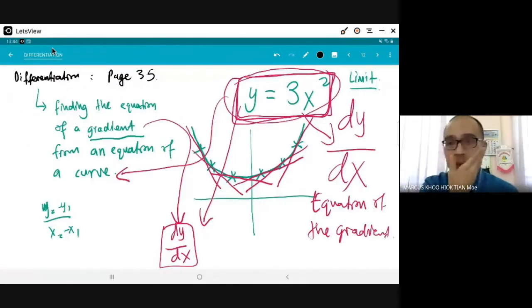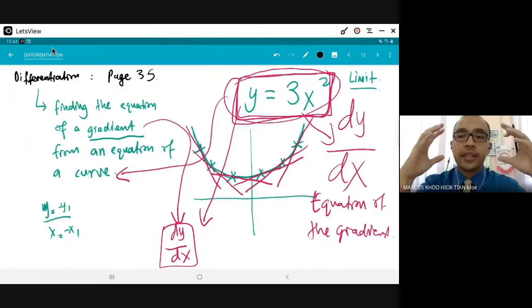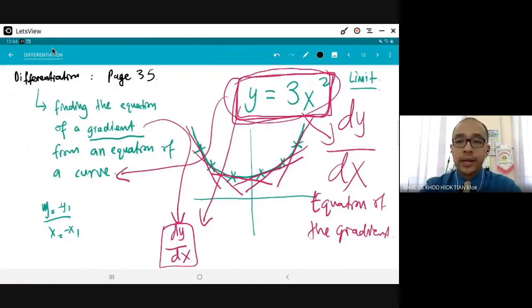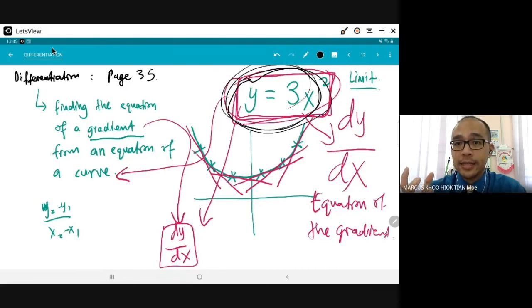Let's start again. Apa itu differentiation? Differentiation is kamu mau mencari satu persamaan. You want to find a new equation, and that new equation is called the equation of the gradient, persamaan keturunan. Dan kita hanya boleh dapat persamaan keturunan itu daripada mengubah persamaan asal, which is this. So saya mau ubah itu supaya dia menjadi satu persamaan keturunan, so that saya boleh kira dia punya keturunan pada lain-lain tempat on the curve.